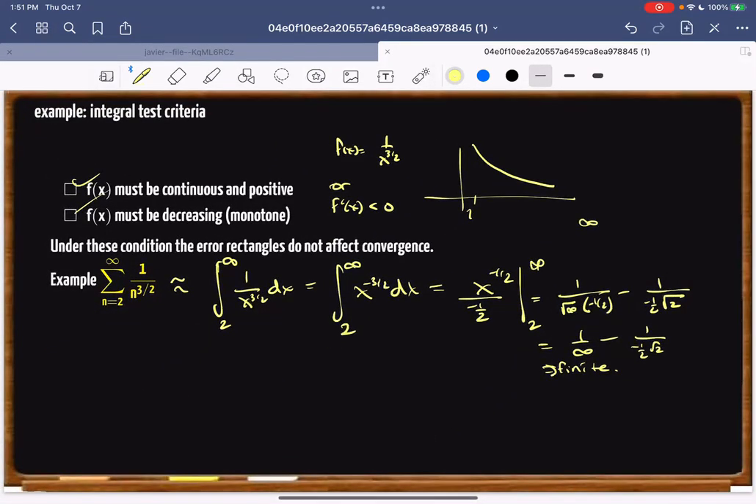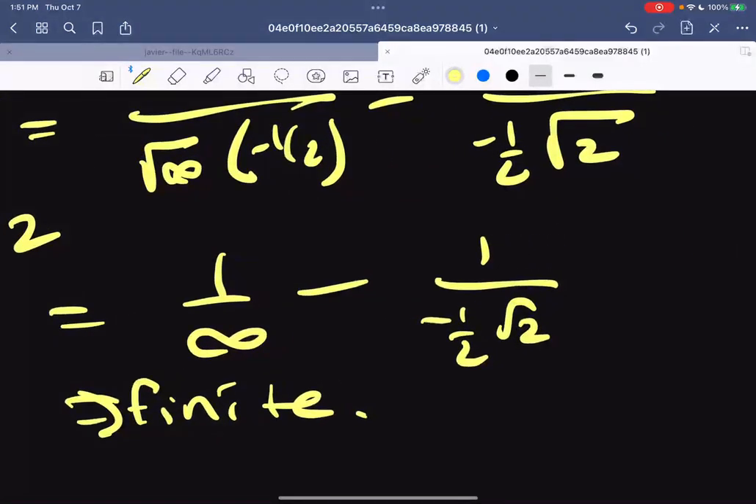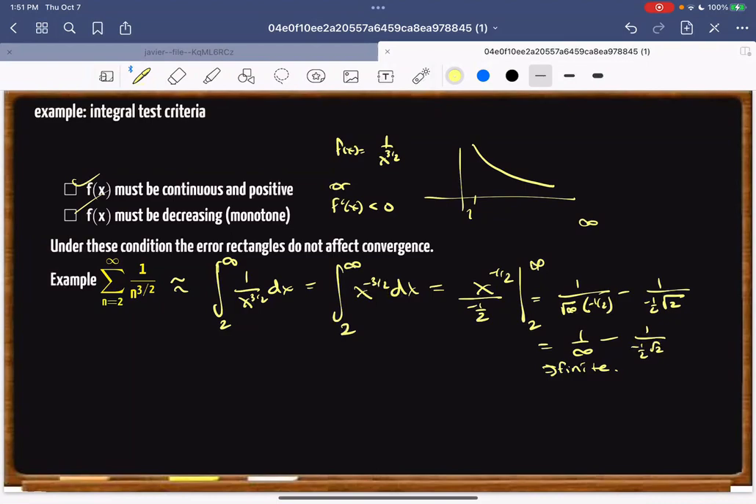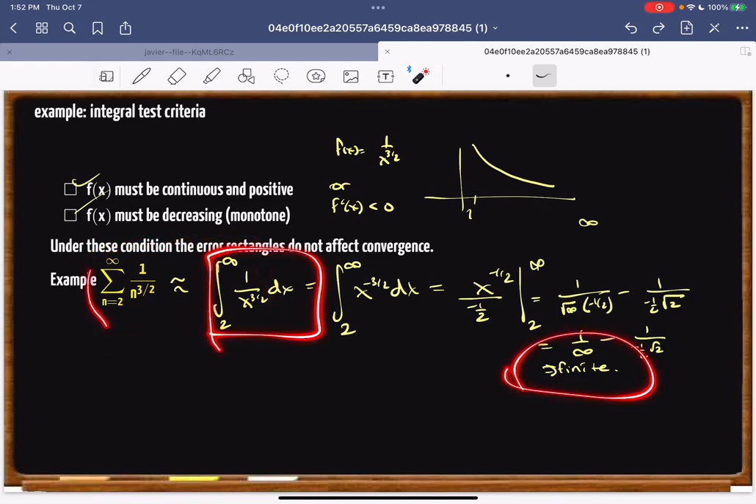So, by the way, I don't really care what that finite number is. Who cares? It's just finite. And because this piece over here is going to 0, obviously. And so that tells me that since I knew that both of these behave the same, they both converge or both diverge, and I showed that this one converges, therefore this one converges.